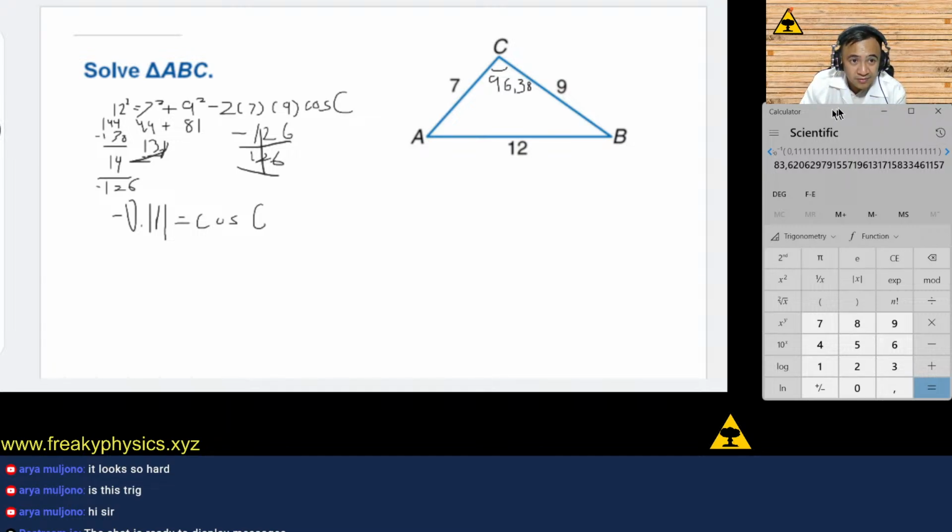Find A and B. And I have to do that again. I want to do A next because I like A. 9 squared, 7 squared, 12 squared. No, not equal. 2, 7, 12, cosine of A. So 81, 49, 144.